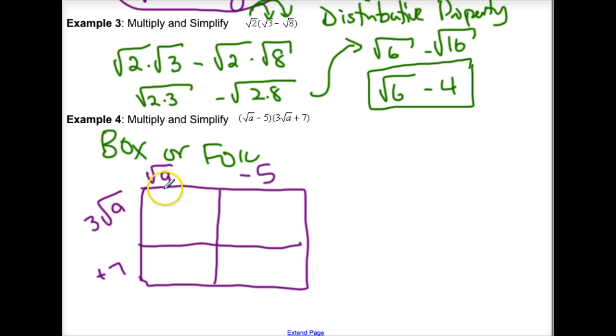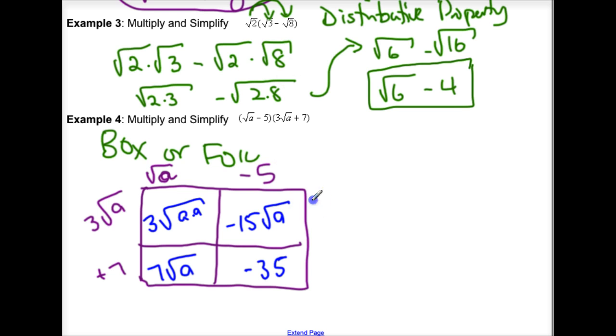Let's fill this in. That's square root of a. It looks like a 9. Let's fix this. I thought it was a 9 too. So this is an a. Alrighty, so this becomes 3 square root of a times a, which is a squared. This becomes 5 times 3, negative 15 square root of a. This becomes 7 square root of a, and this minus 35.